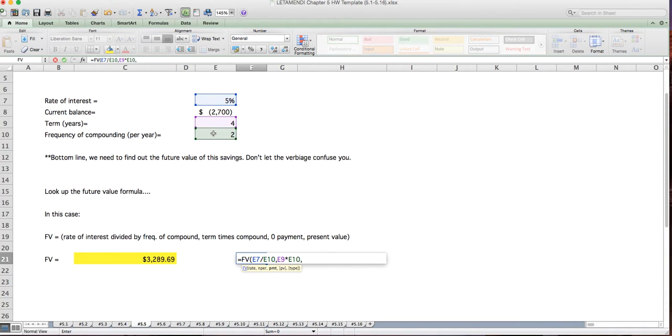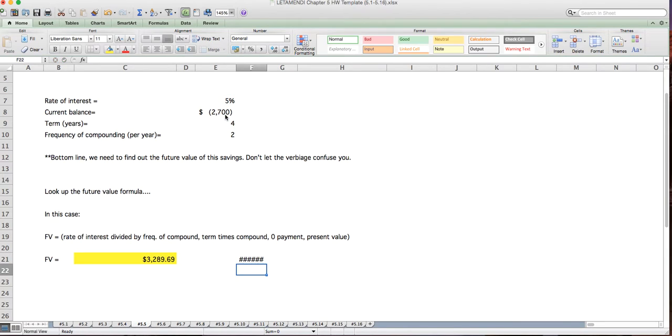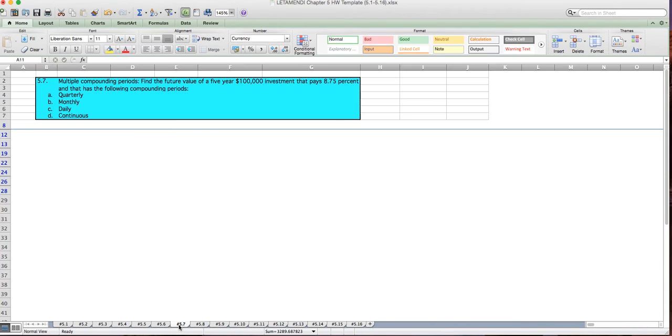All right. And then the payment is asking us for payment. We said it was 0. And then the present value, we just click here and it's already a negative. And if we widen this a little bit, we get the same answer, you see? All right, 5.7. Multiple compounding periods.